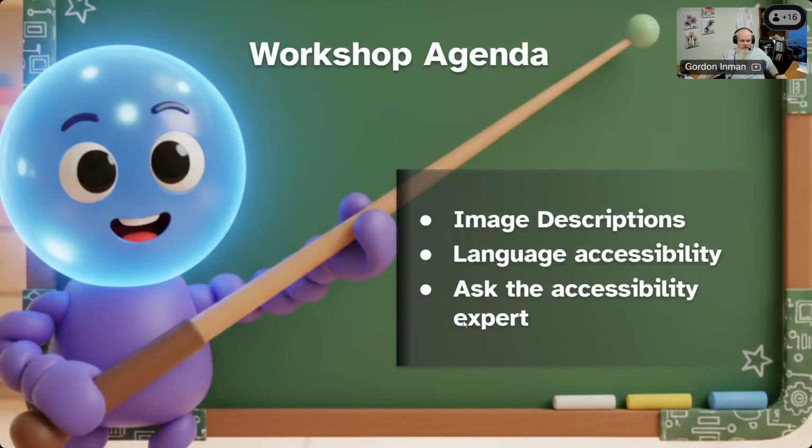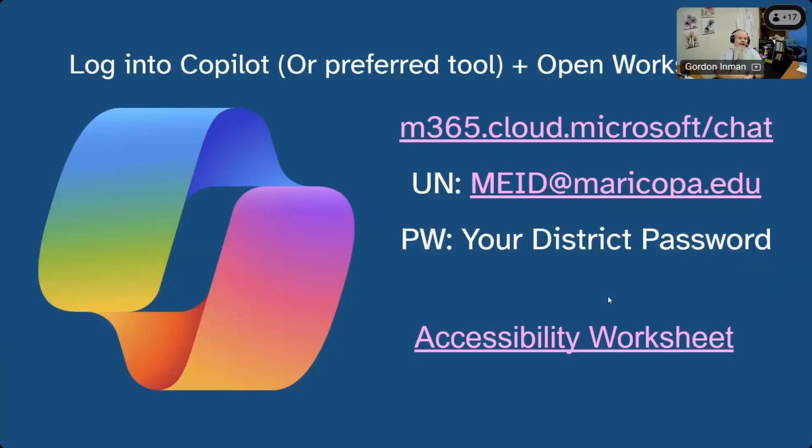Basically, a quick rundown of what we're going to be doing: we're going to talk a little bit about image descriptions, language accessibility, and creating your own accessibility expert. So let's go ahead and dive in. This is a hands-on activity.